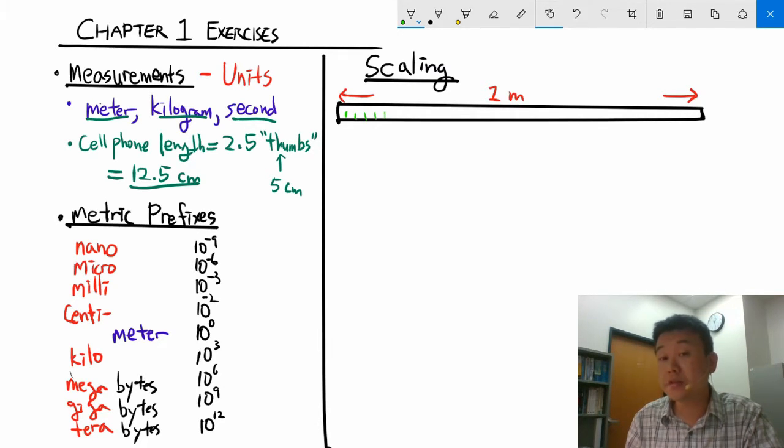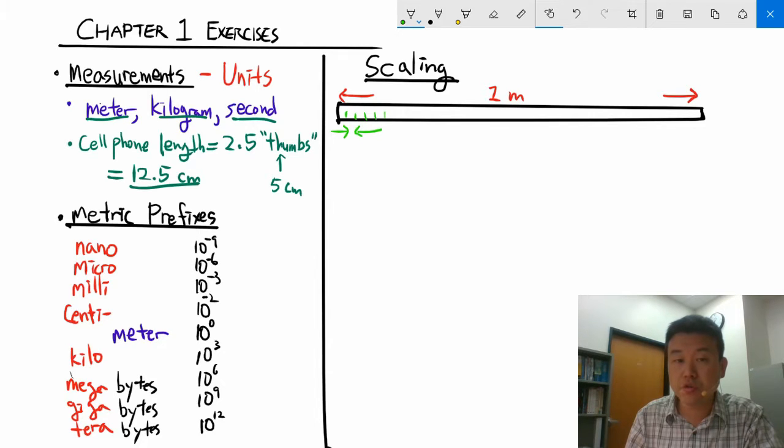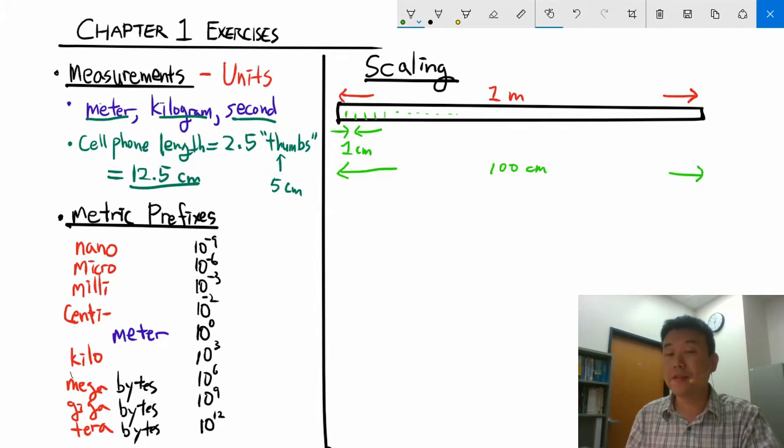If you're looking at a meter stick, it's divided into hundreds of these smaller pieces. Each one of these small pieces, you should call 1 centimeter. And if you keep going along this number of ticks and count them all, there will be 100 centimeters in 1 meter. Not that surprising.